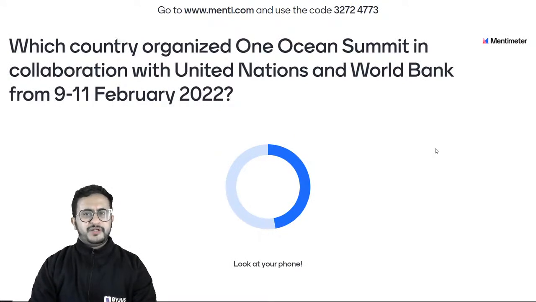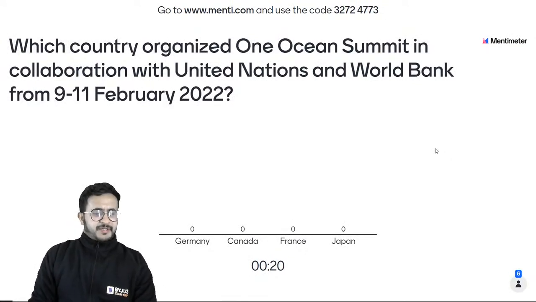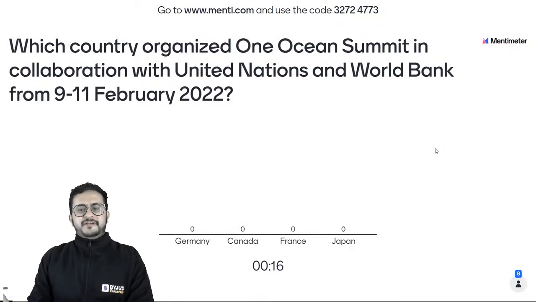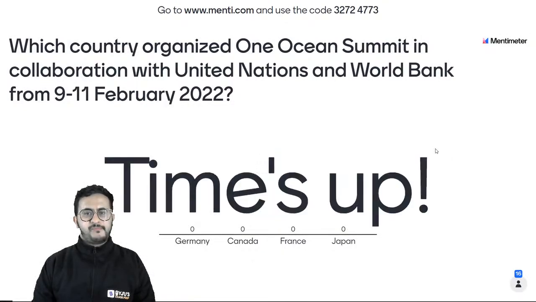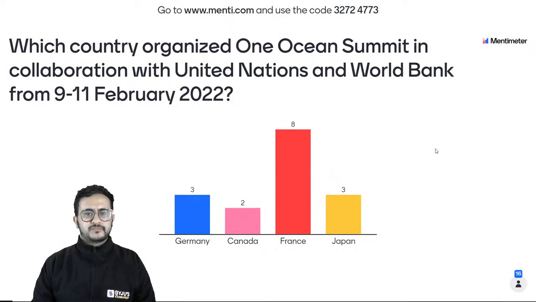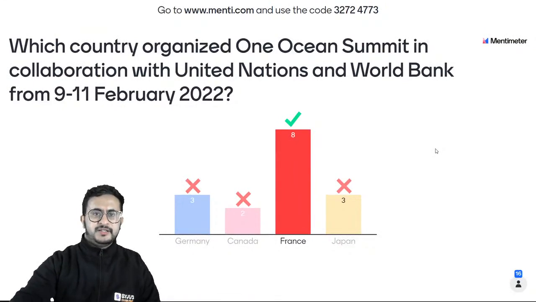Which country organized the One Ocean Summit in collaboration with the United Nations and World Bank very recently, from 9 to 11 February 2022? Germany, Canada, France, Japan. If it's current affairs, I assume that most of you read these things, like different summits happening globally. Which country organized the One Ocean Summit? The right answer is France, and most of you answered this question correctly. It was organized recently in February.